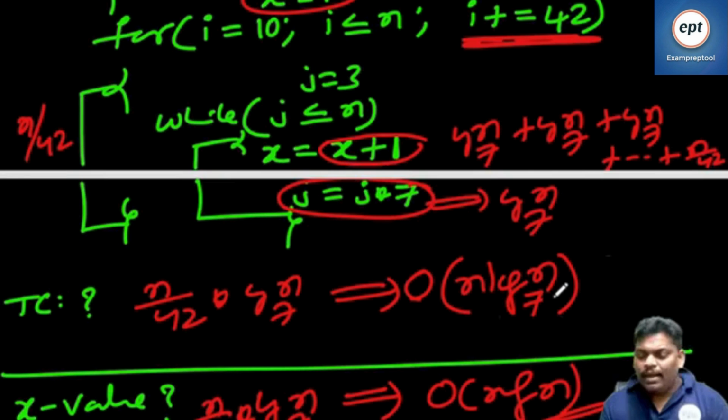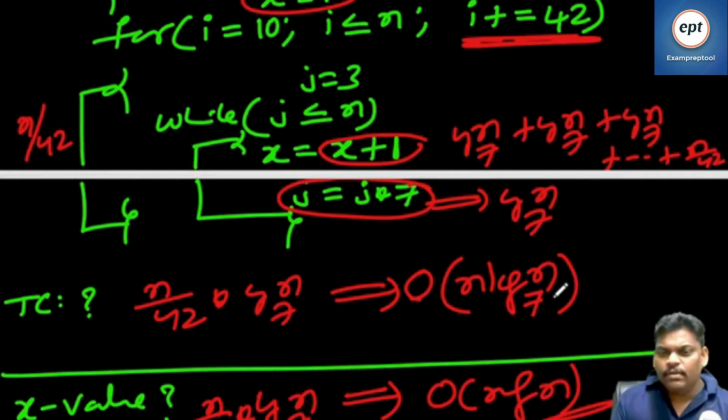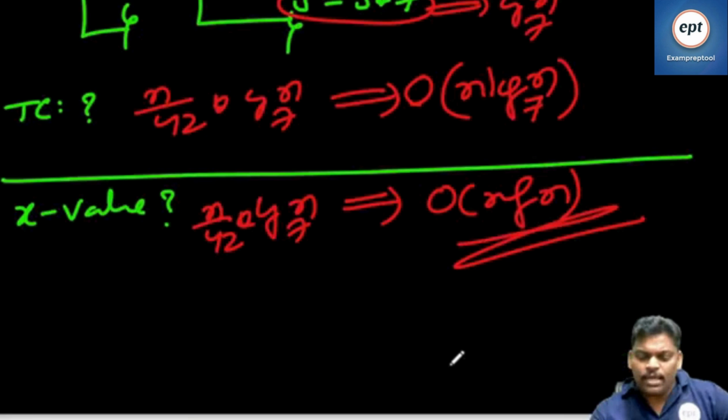I plus 42 means i is equal to i plus 42. I is always incrementing by 42, so the i loop is n by 42. J is always multiplying by 7, so log n base 7. Just follow basics. Please study basics. Other than this, nothing is there. That is the reason I said basics first.